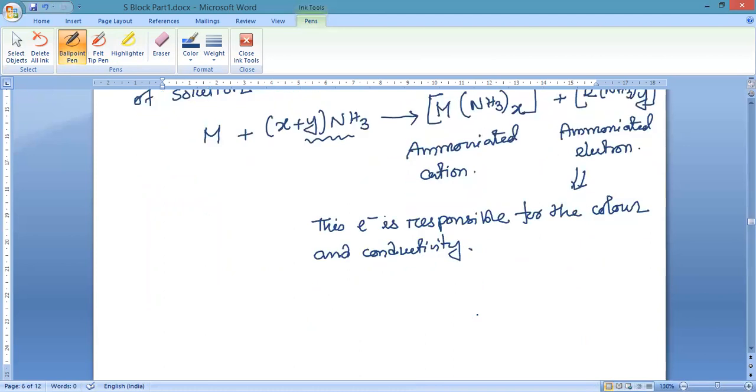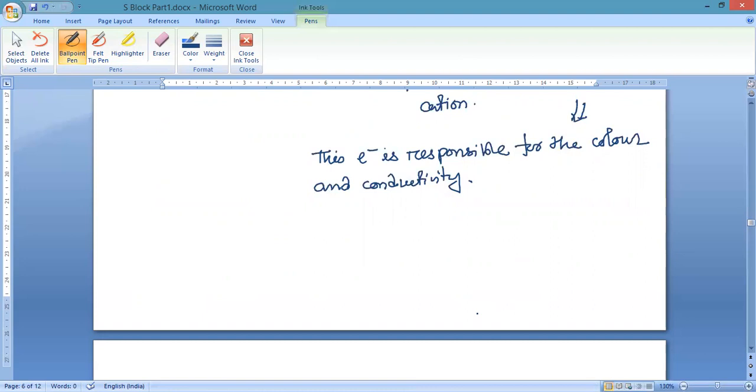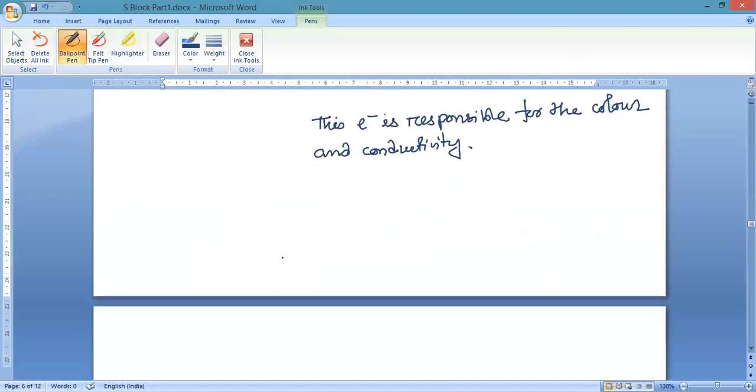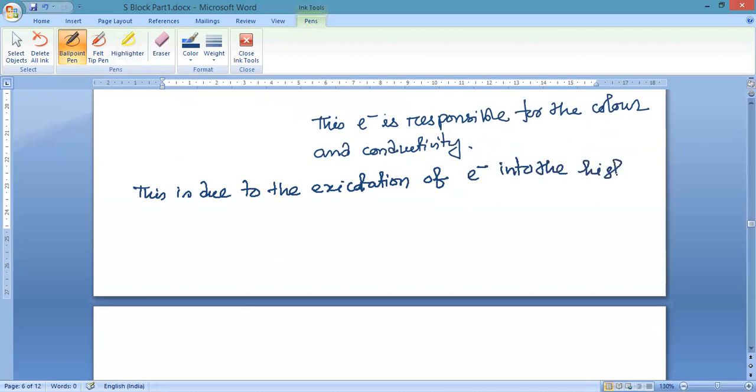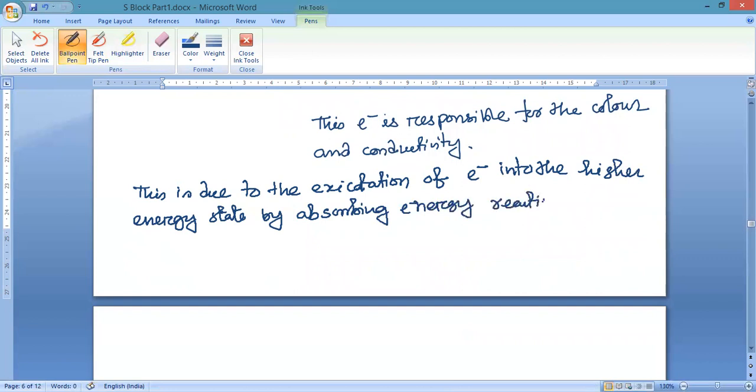Okay, so why is it like that? This is due to the excitation of the electron into the higher energy state, by absorbing energy from the reaction medium.